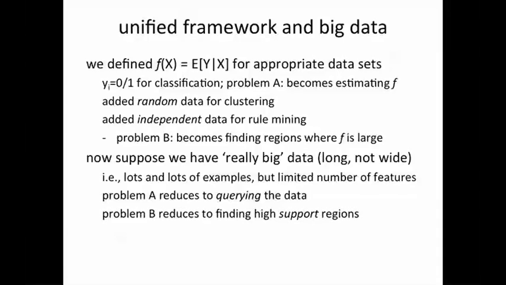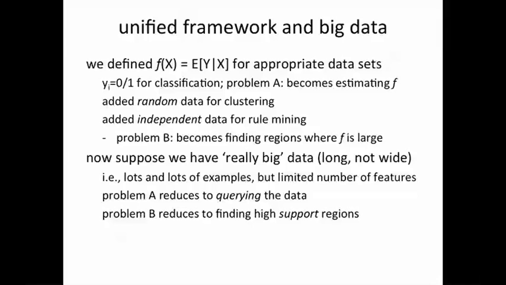The problem B, on the other hand, reduces to finding regions of high support. Now, let's see how that happens. Suppose we have added new data to our data set in this manner and computed the value of f for every data point. Now, data points which have high values of f we keep, and those which don't we discard. Let's look at it that way.